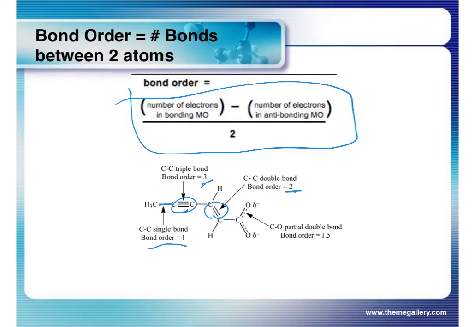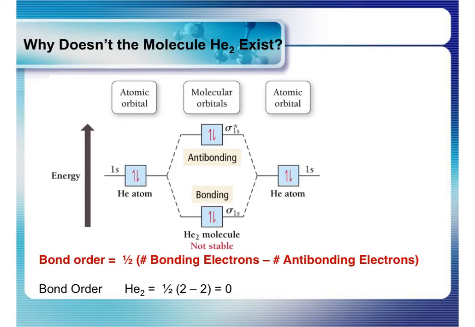It's that simple. Okay, so if you're looking at a molecular orbital diagram and you're trying to determine the bond order, based on the diagram, you'll use this formula. So it is the number of electrons in bonding molecular orbitals minus the number of electrons in anti-bonding molecular orbitals, all divided by 2. So let's do some of those.